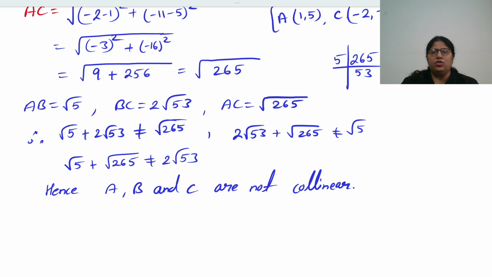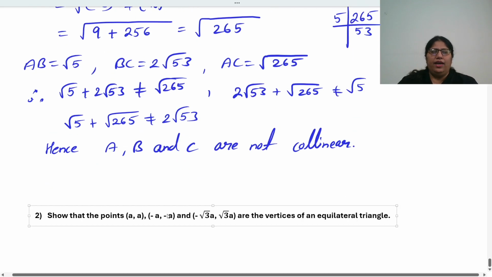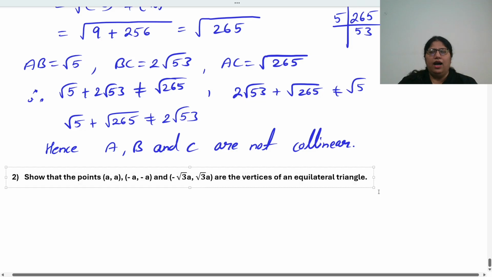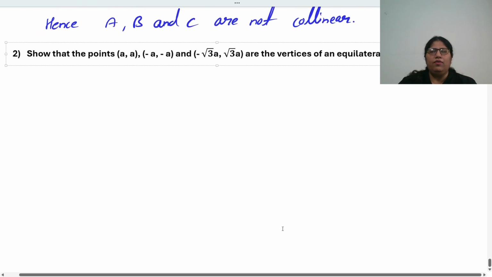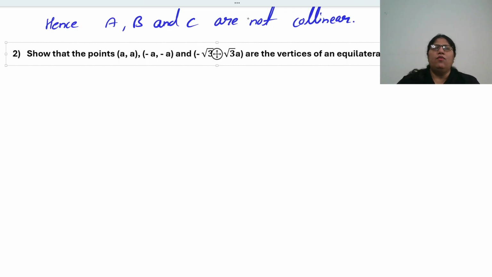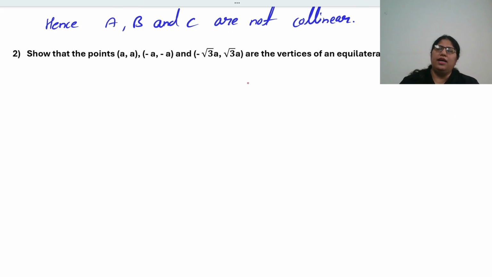So what is the next question? Let us see the distance formula. What is the application of distance formula? Next question is, show that the points, so they have given the three points here, and you need to check whether the given coordinates are for an equilateral triangle or not, right? For an equilateral triangle, you know that all three sides should be equal in length.